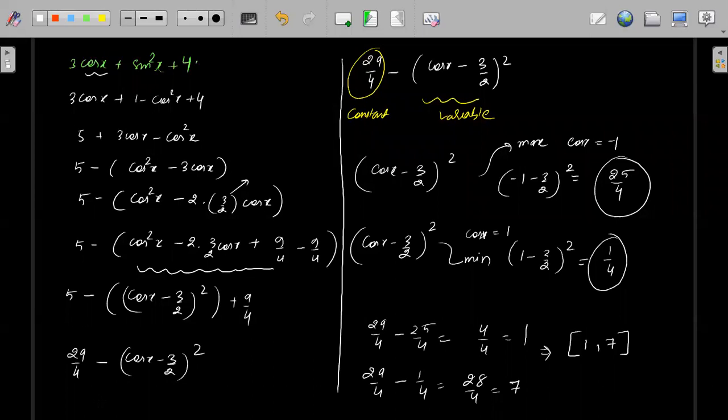Sir, if we multiply the third step with minus 1 and convert cos square x, we will get the same. If whatever you are doing is correct, you will end up getting the same result, no matter which process you use. You will always end up getting 1 and 7 as the lower bound and the upper bound.